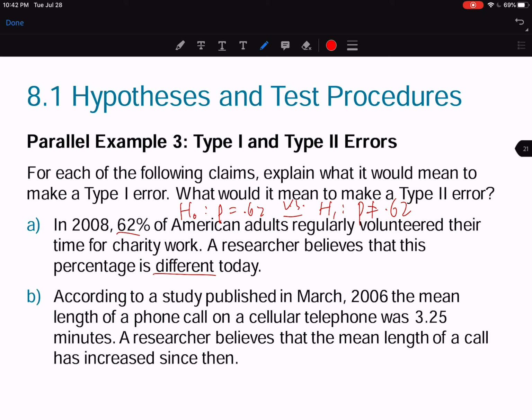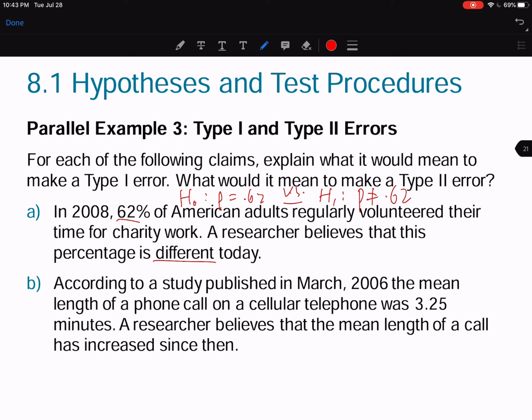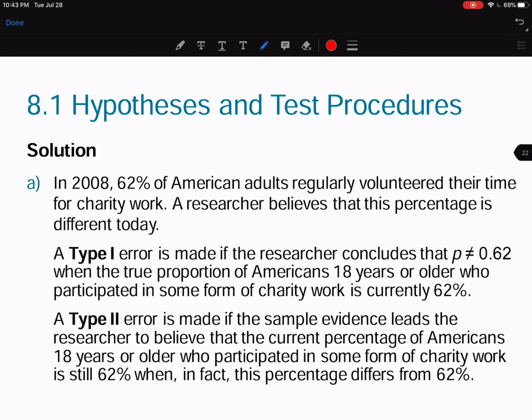All right, so what does it mean to make a type 1 error? The type 1 error means that we reject the null hypothesis when the null hypothesis is true. Let's take a look at the solution directly. A type 1 error is made if the researcher concludes that P is not equal to 0.62 when the true proportion of Americans 18 years or older who participated in some form of charity work is currently 62%.